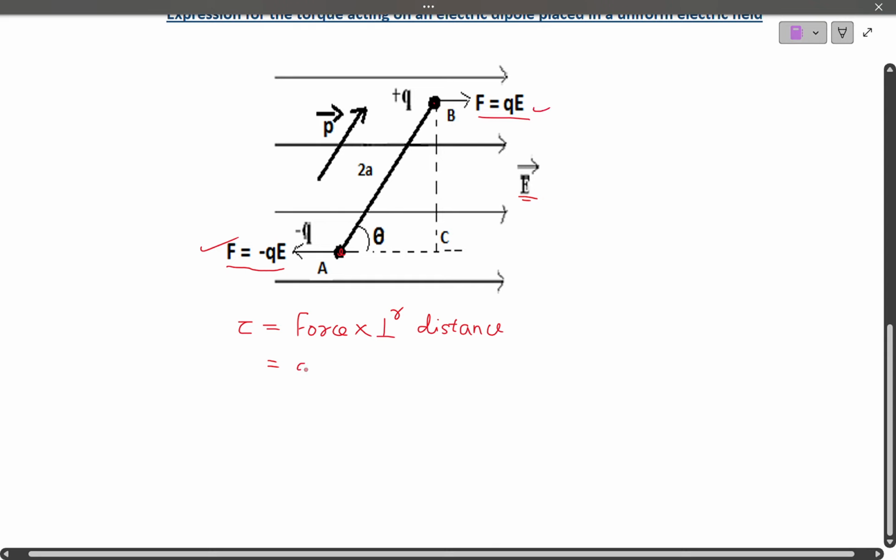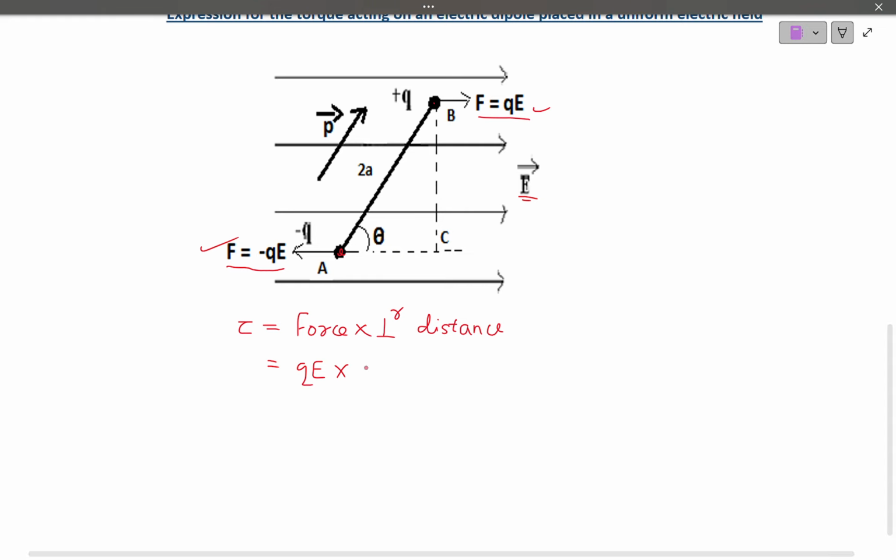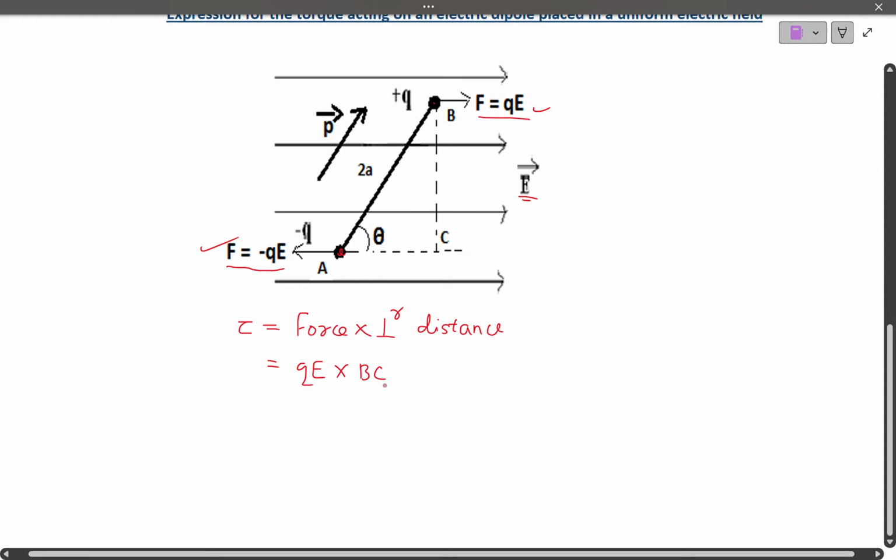F is equal to QE. It is a product of magnitude of charge and electric field into BC, which represents the perpendicular distance. So let's write perpendicular distance as BC. So let's find out sine theta from here. Sine theta equals opposite side by hypotenuse. The opposite side is BC, hypotenuse side is AB. So BC by AB is what?